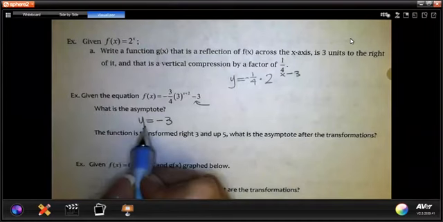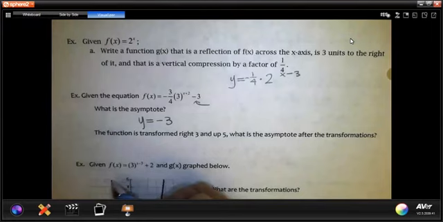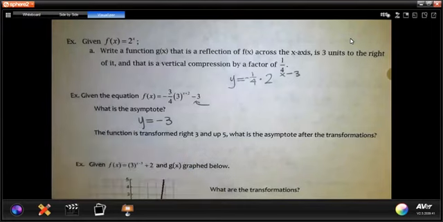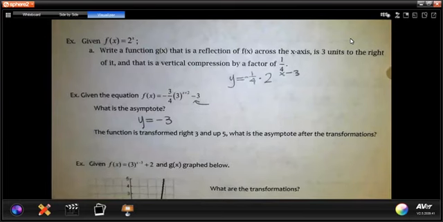The y equals is mandatory because it is a horizontal line. It is not a number, it's a line, and the equation of a line is always with any y equals or x equals if it was vertical.